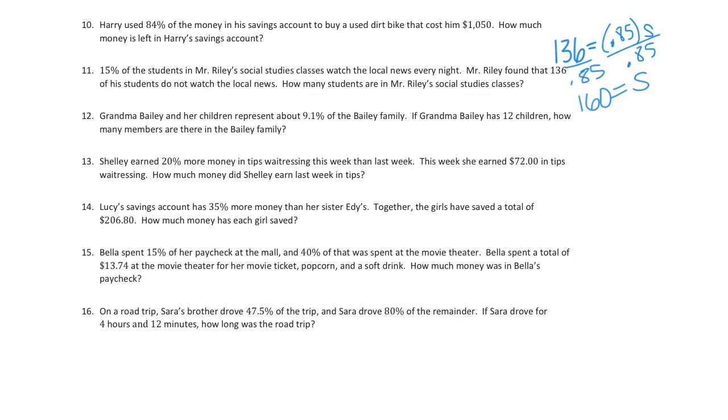Number 13, Shelley earned 20% more money in tips waitressing this week than last week. This week, she earned $72 in tips waitressing. How much money did Shelley earn last week in tips? So the $72 is 120%, so as a decimal, 1 2/10, times her earnings from last week. So I divide both sides by 1 2/10. And when I do that, I find out that she earned $60 last week.